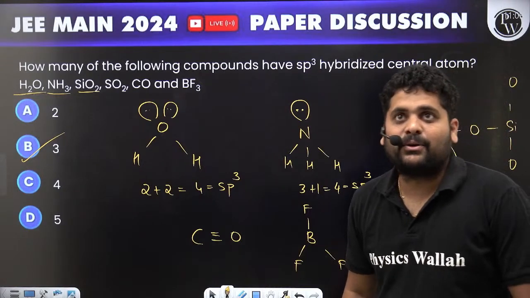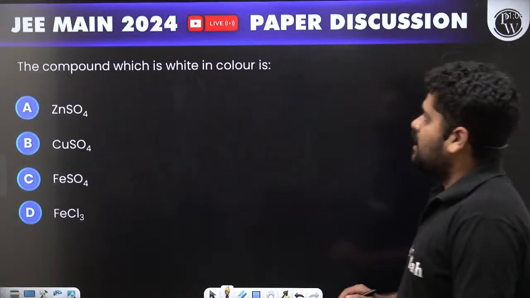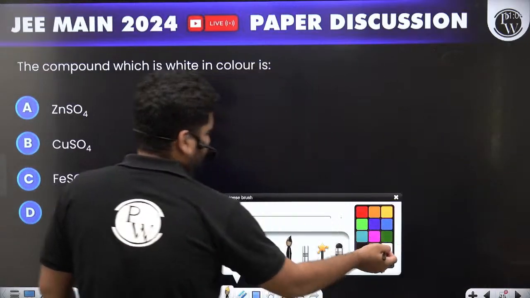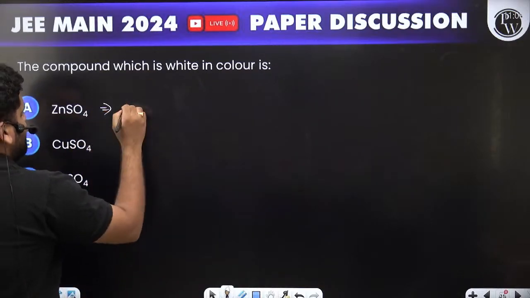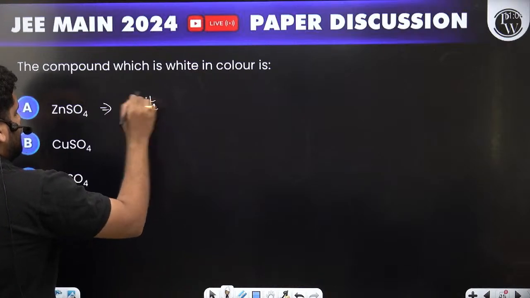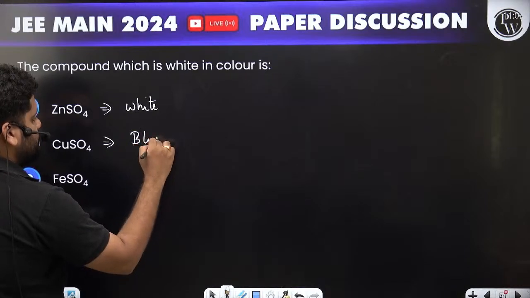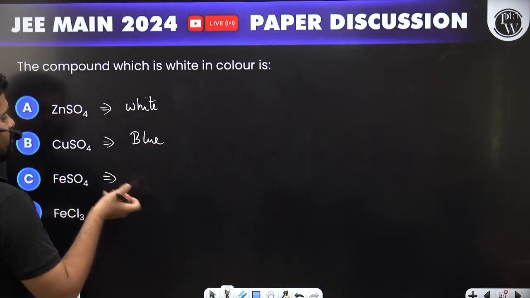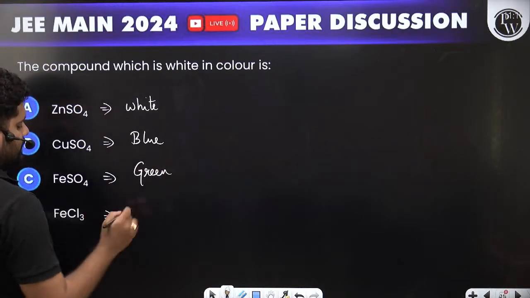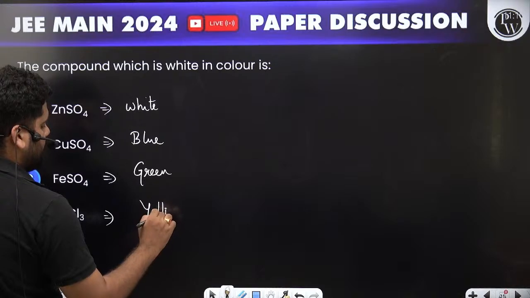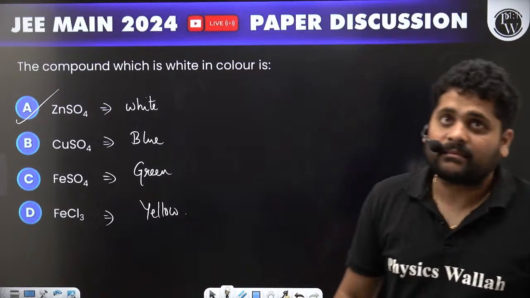So I hope I'm clear with this. Moving on to the next question. The compound which is white in color: zinc in aqueous solution, obviously, zinc sulfate is white in color. Now, copper sulfate when put in water becomes blue because it is blue vitriol. Next one, FeSO4 when put in water becomes green vitriol. FeCl3 becomes yellowish orange. So the correct answer for this question is option A.